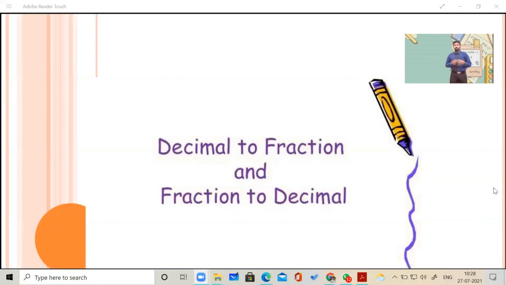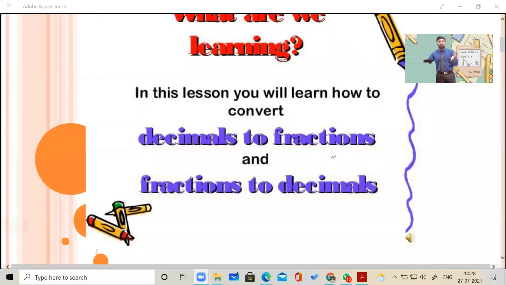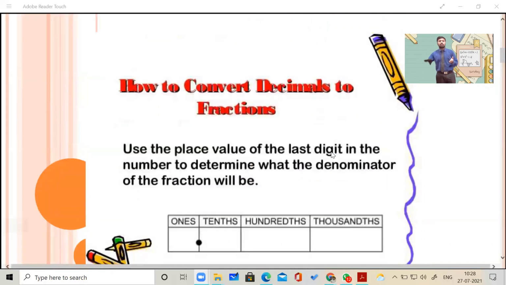One and all. Today we are going to learn a new concept which is related to decimals and fractions. We have learned what exactly are fractions and what exactly are decimals. Now we are going to look at how to convert a decimal number to a fraction, as well as how to convert a fraction to a decimal number.